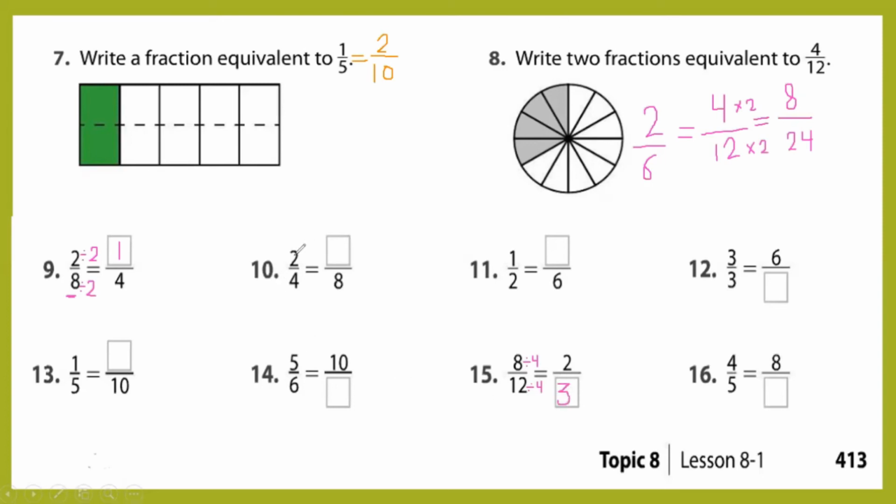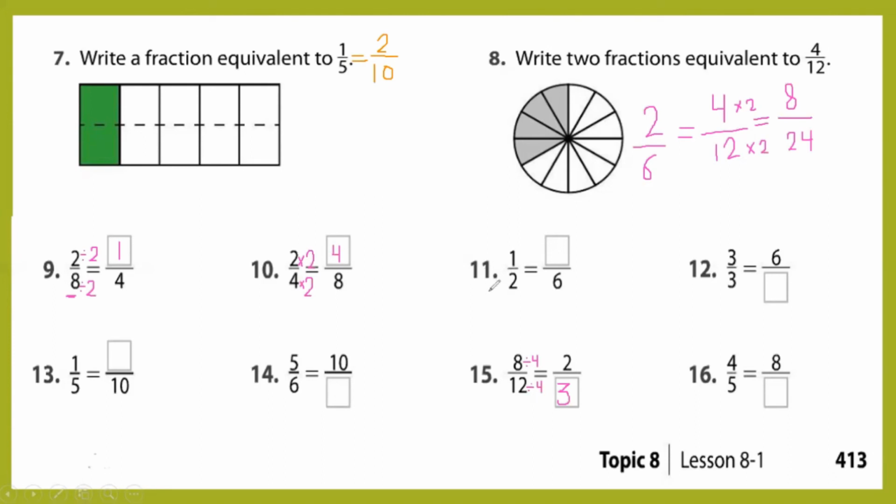Number 10, 2 out of 4 equals what? I will look at the known numbers. We have here 4 and 8. 4 becomes 8. The small number becomes a big number. From small to big, I will multiply by what, teacher? 4 times what equals 8? 4 times 2. I will multiply up and down by 2. 2 times 2 equals 4. And 4 times 2 equals 8.